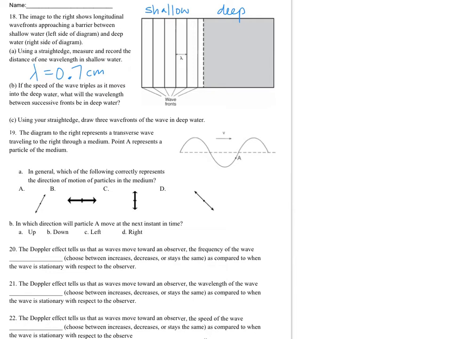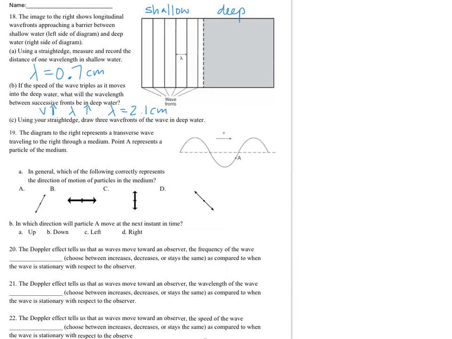Alright, so this requires us knowing the relationship here. If V, the velocity, goes up, the wavelength will also go up in response. So here we're going to show lines that are bigger, longer and farther apart. If the speed triples, the wavelength will also triple. So the wavelength will then be 2.1 centimeters.